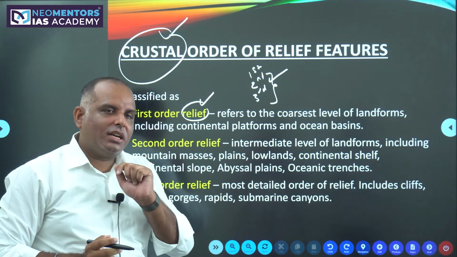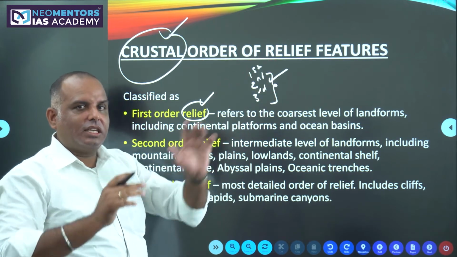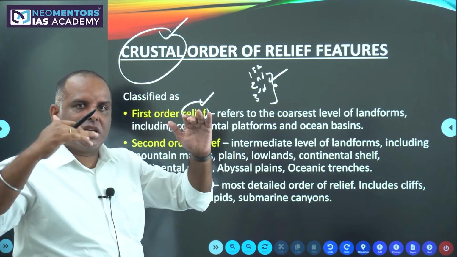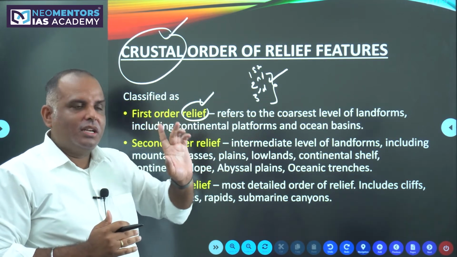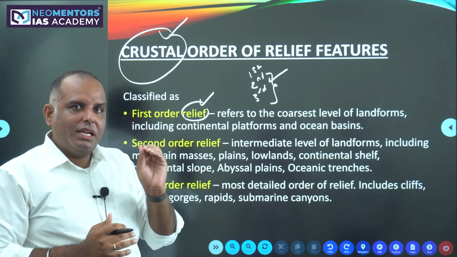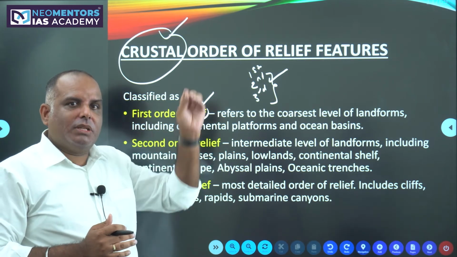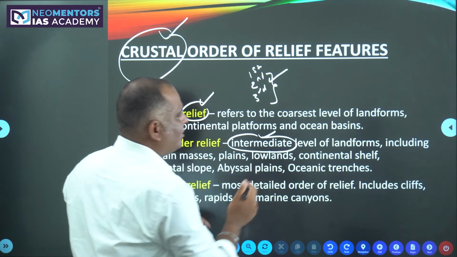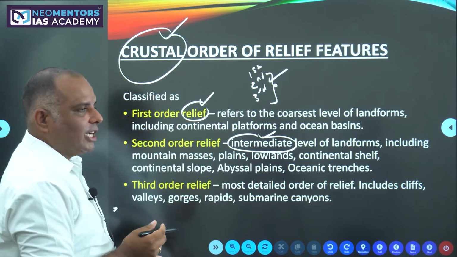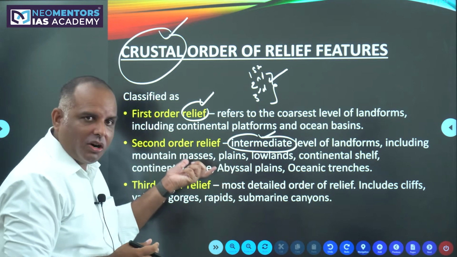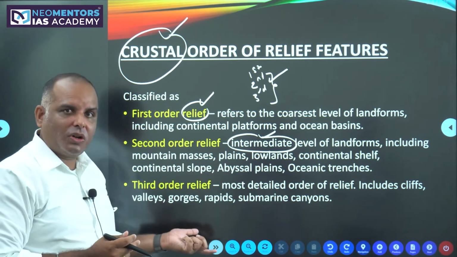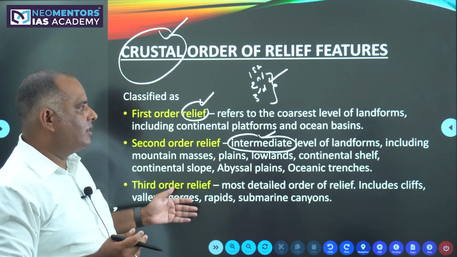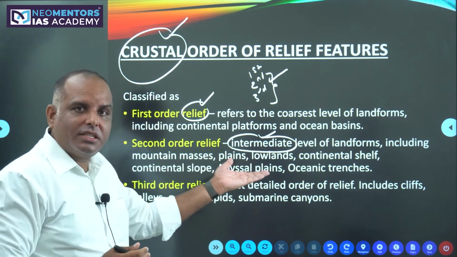So what is second order relief? We first said that the coarsest level, which is the outermost layers, the continental crust and oceanic crust, is first order. The second order inherits its structure from the first order. This is called the intermediate level, because it is between the first and third. Some forces act on this second order relief, which cause the third order relief also. That is why it is a transition between the first and the third. Now, what is included in this?